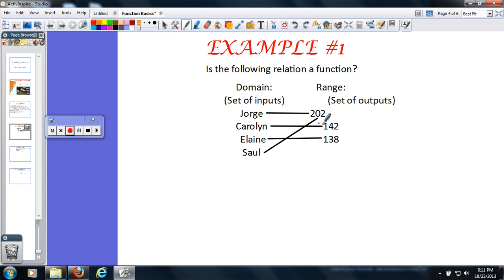But these can't go to, I actually said it wrong. These numbers here cannot go to more than one of these. So George cannot go to 202 and to 142. Carolina can't go to 202 and to 142. But 202 can go to George and to Saul. So basically, if the domain members repeat themselves, then it is not a function. So this is a function.